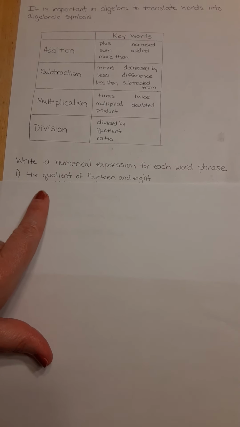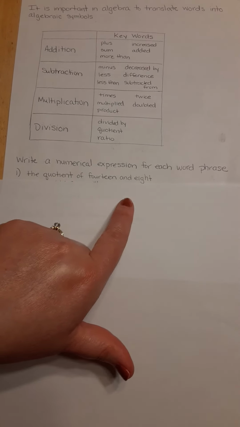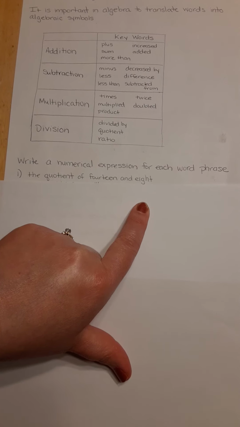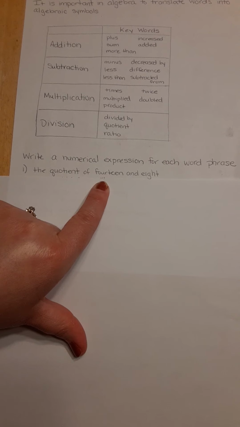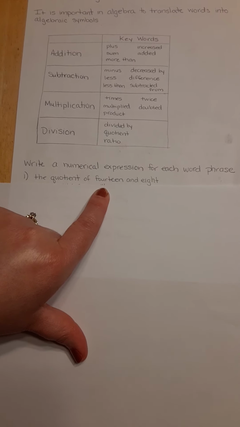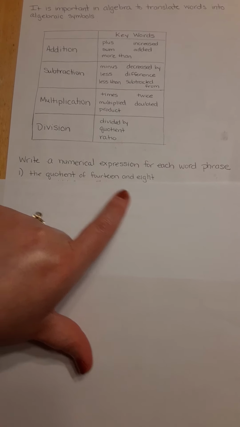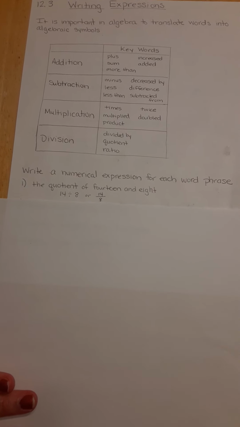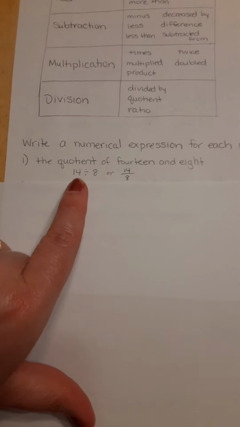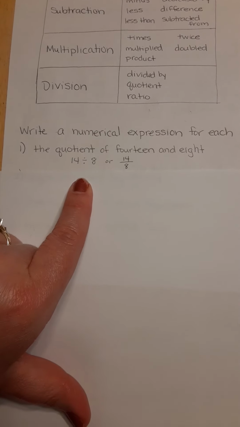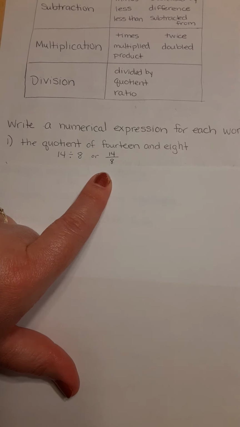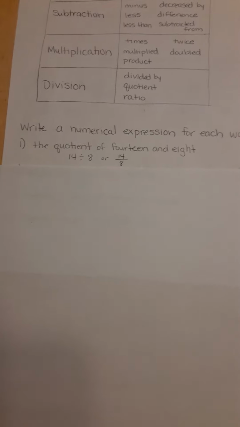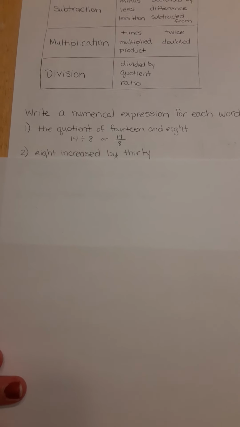So the problem says the quotient of 14 and 8. How do I know which one goes first? Well, it's the order that it's given to us here. So 14 is going to be given first, so 14 divided by 8, and I would write out my problem either this way, this is the way you're used to doing it in elementary school, or this way, which is the way we're moving towards for algebra, so either way is fine. Okay, let's look at our next word phrase.